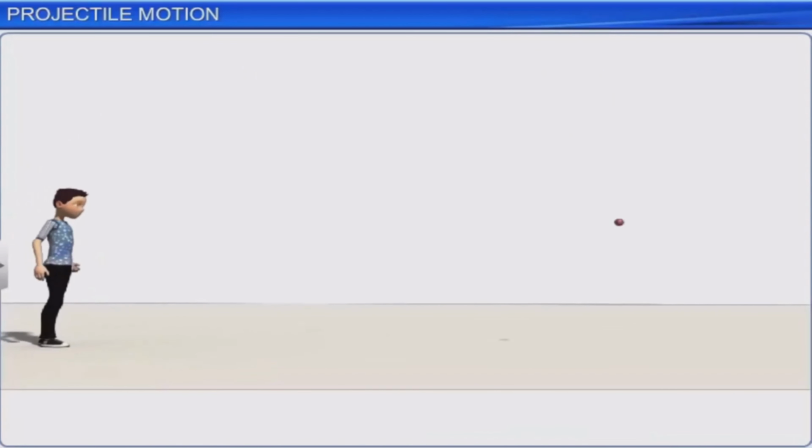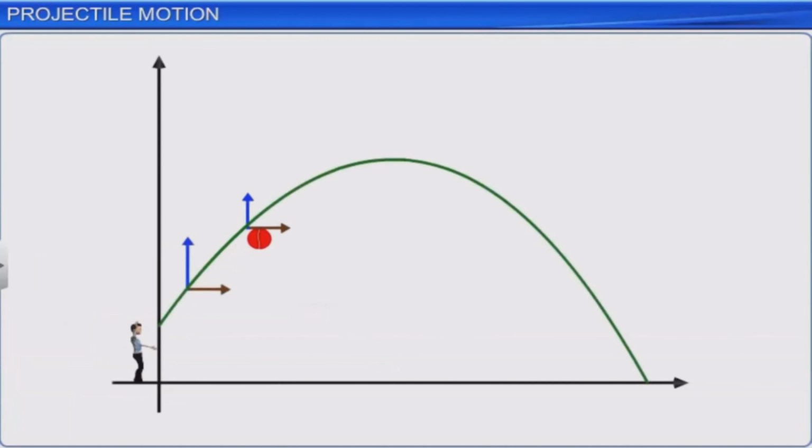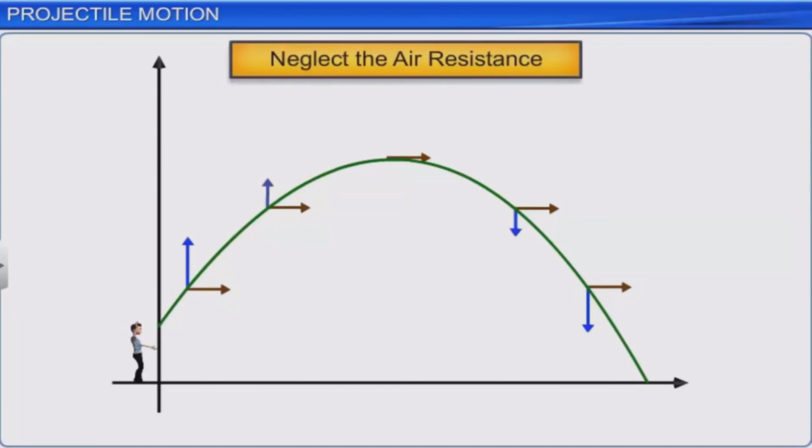A body that is in flight after it is thrown or projected is called a projectile. The motion of the projectile is the result of two separate but simultaneously occurring components of motion. One is the horizontal component without any acceleration, and the other is the vertical component with constant acceleration due to gravity. We neglect the effect of air resistance on the motion of the projectile.